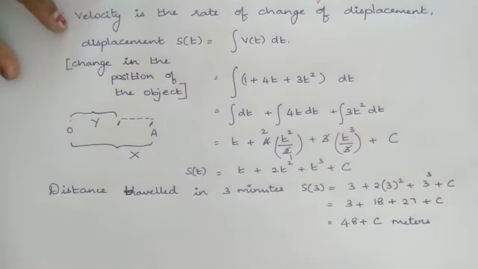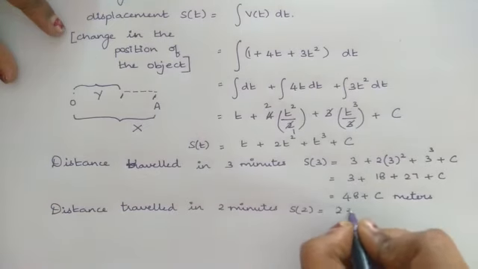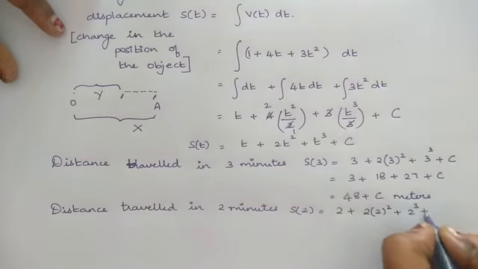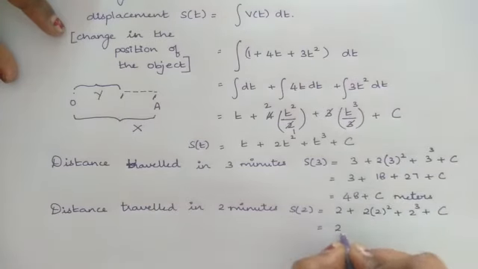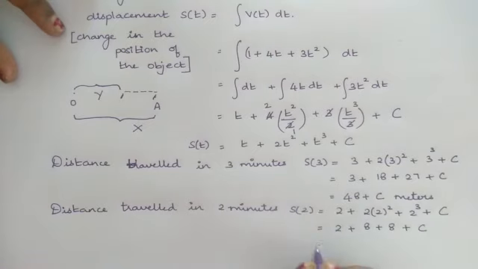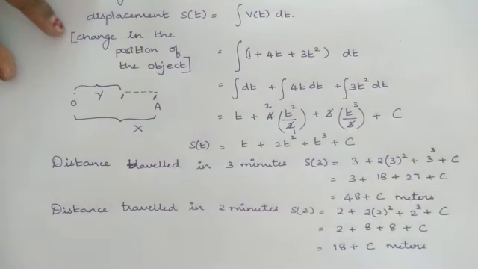Now we are going to identify the distance traveled in 2 minutes. For S of 2, in the place of t everywhere substitute 2. So this will be 2 plus 2 into 2 squared plus 2 cubed plus the integral constant. This will be 2 plus 2 into 4, 8, plus 2 cubed, which is 8 again, plus c. So 8 plus 8 plus 2 will be 18 plus the integral constant. This is nothing but the distance traveled in 2 minutes.